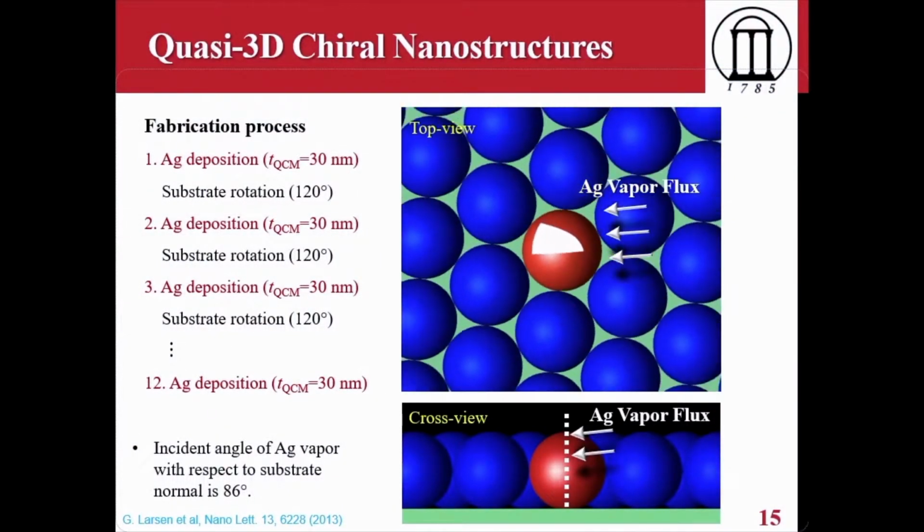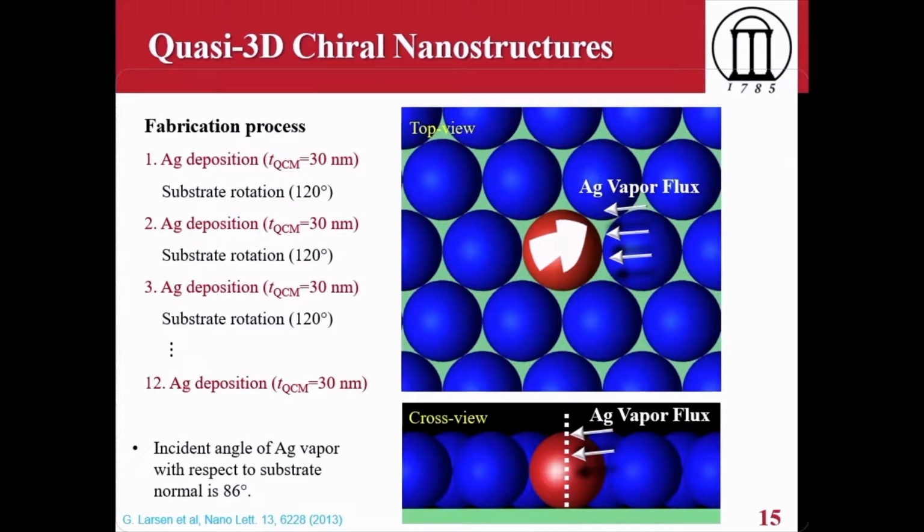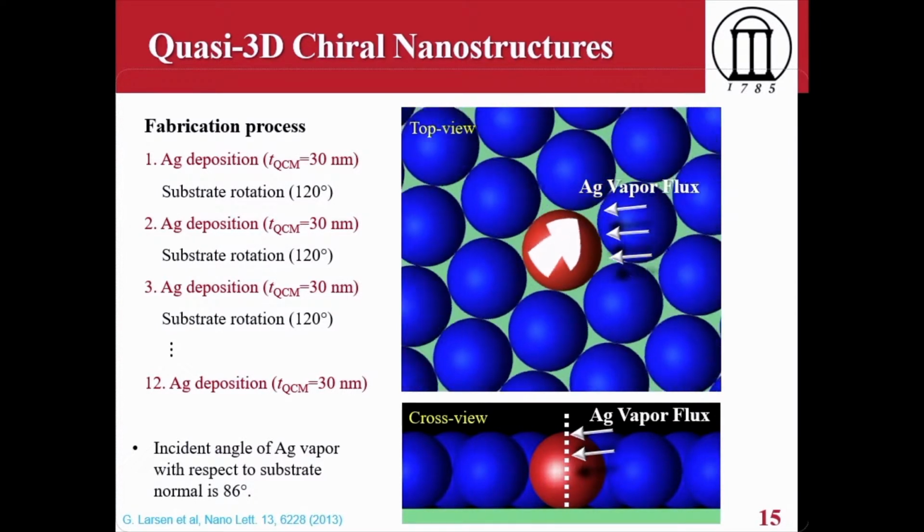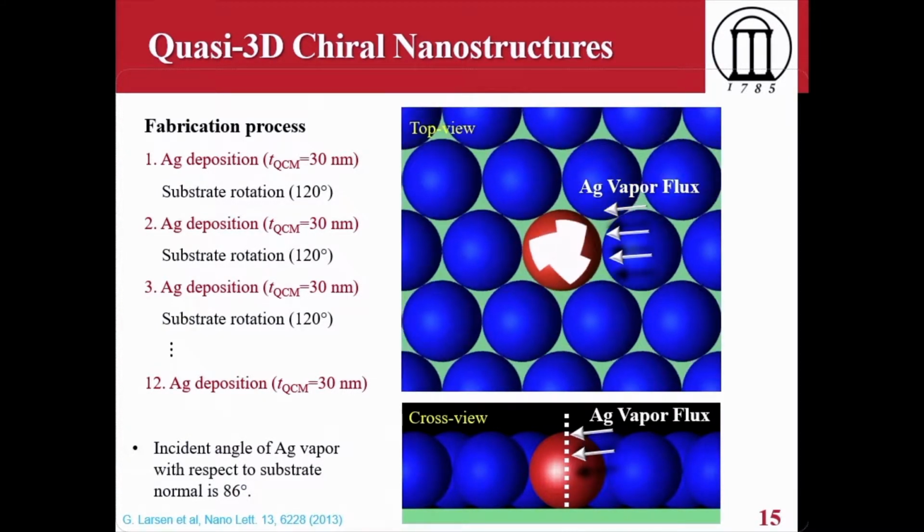So if I rotate this substrate 120 degrees, I can grow a second fan over there. If I rotate another 120 degrees, I can grow a third one. If you look at the whole structure, it has handedness. It's like my right hand and my left hand. If you move them this way, they never overlap with each other.